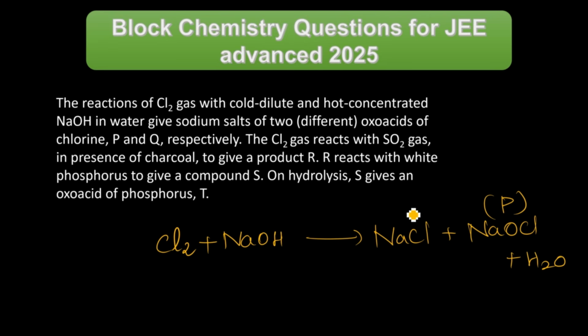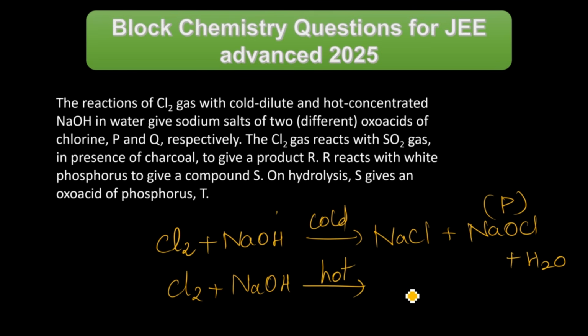Q, for that I have to treat it again, this is cold, now I'm treating it with hot. Hot concentrated NaOH is producing NaClO3, along with that it is producing NaCl and H2O. That is the difference. You have to know the reaction. There is no other way to go. This is P and Q.